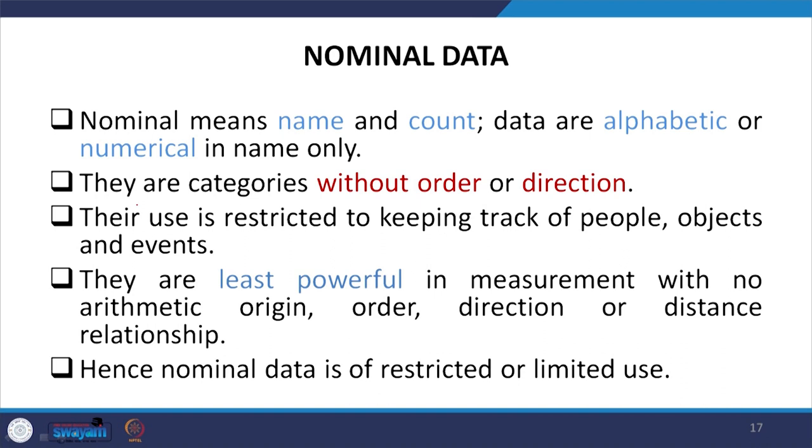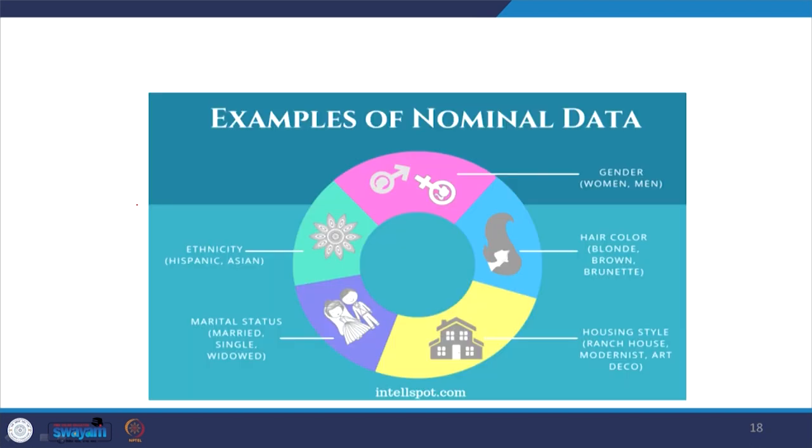But if you are simply coding by 1 and 2, and I take an average of it, certainly it will be biased towards 2. So average is not at all meaningful. We must be very cautious in coding those data and their interpretations accordingly. And the central tendency of the statistical technique used in those regards is very, very important. Therefore, they are least powerful in measurement, with no arithmetic origin or order, direction or distance relationship. Now this is the example of nominal data. I have already discussed those. You may go through this.